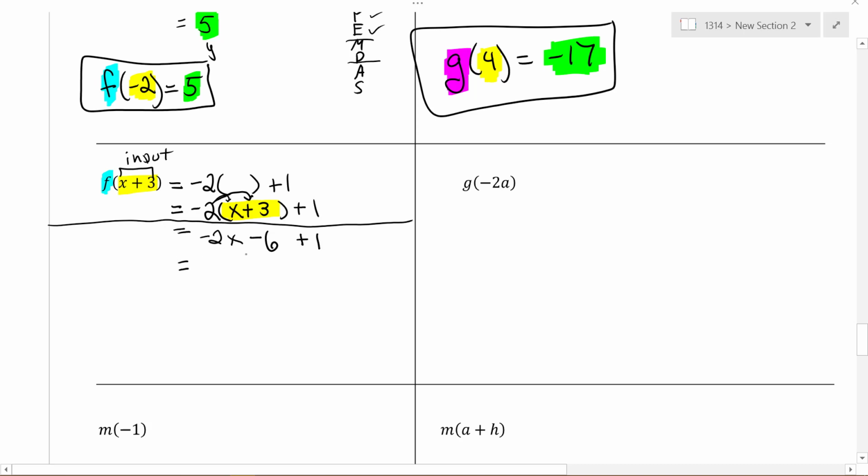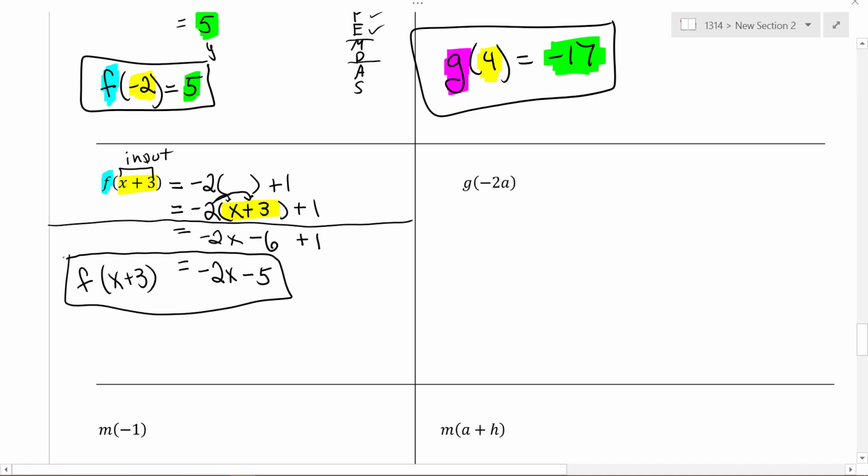All right, now we're going to combine any like terms. So negative 2x doesn't have any like terms, but negative 6 and positive 1 can be combined. Now if you're not sure what that is, you can always put that into Desmos. Negative 6 plus 1, that's a negative 5. So our final answer here is f of x plus 3 turns out to be negative 2x minus 5. Okay, so that's our final answer. Something that you're going to see: if you have a variable input, you typically, about 95% of the time, variable in, variable out.